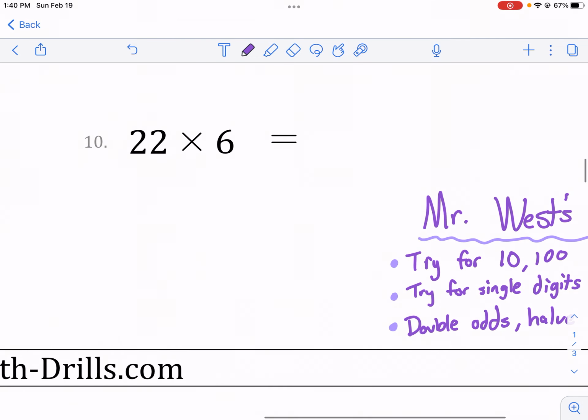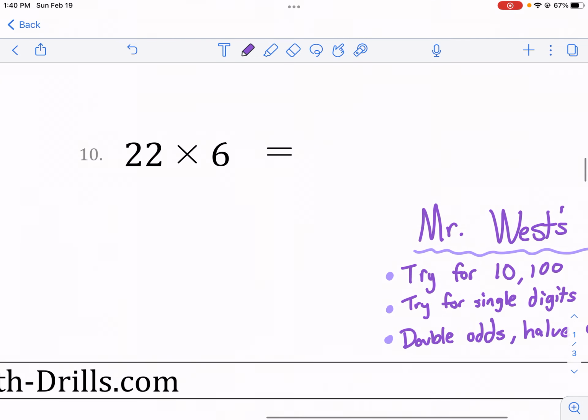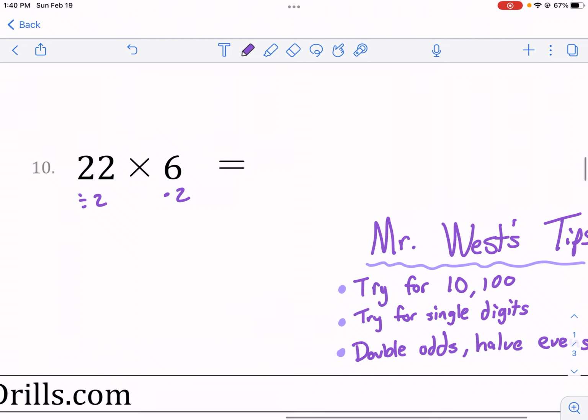All right, last one, 22 times 6. I'm going to actually divide the 22 by 2 and multiply this one by 2. I know it's not giving me single-digit numbers, but I get 11 times 12, another multiple of 12, and I get 132 as my final answer.